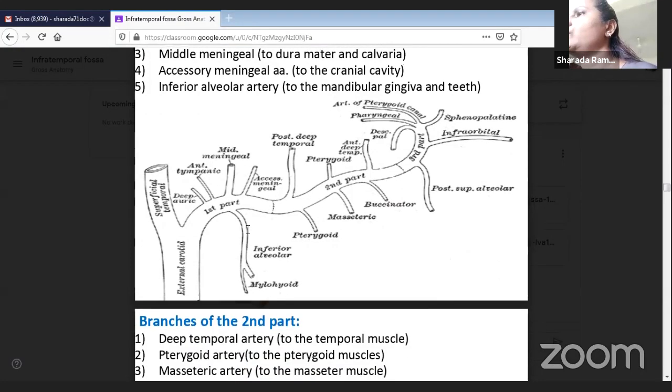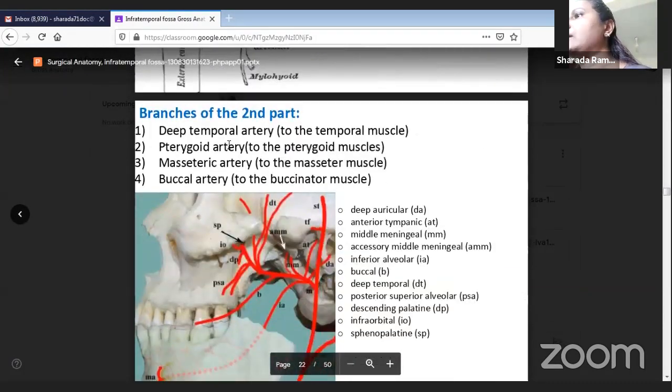Now below we are going to get one more artery, that is your inferior alveolar artery. This inferior alveolar artery is going to join its nerve, the inferior alveolar nerve, nearer to the mandibular foramen. So as it reaches the mandible, it is going to go to the mandibular foramen. So this is the first part. Now we'll try to identify the branches.